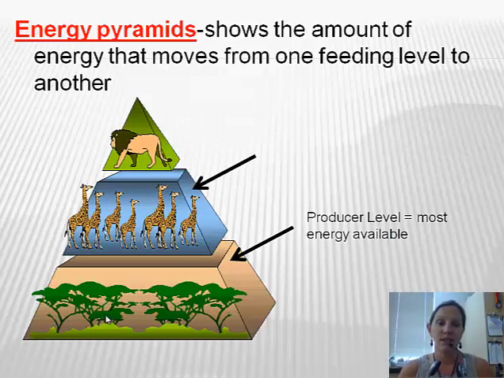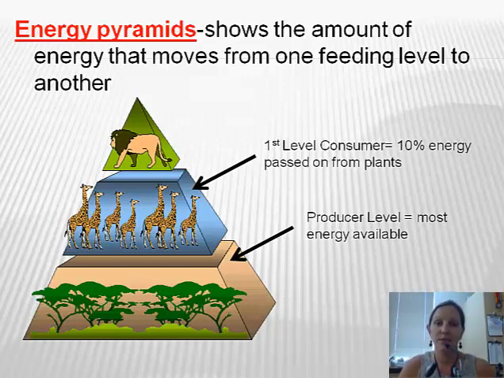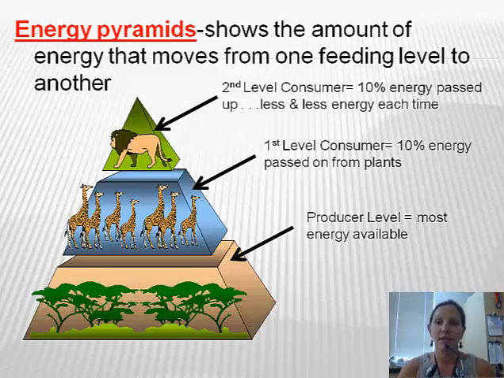Okay, now you can see that in the producer level, that's where most of the energy is available. There's more energy stored in those plants than anywhere else. And then the first level consumers, they eat those plants, but they only get 10% of the energy from the plants. So they don't get to pass on more than 10% at every level. Then the lion is the third level consumer. He might eat the giraffes, and he is going to have also only 10% energy passed up. So as you go up, there is less and less energy each time passed up.